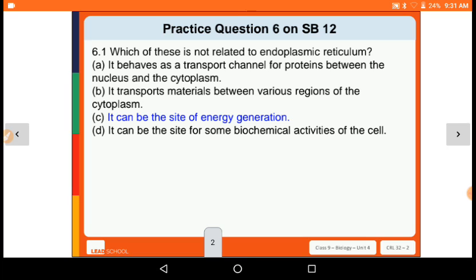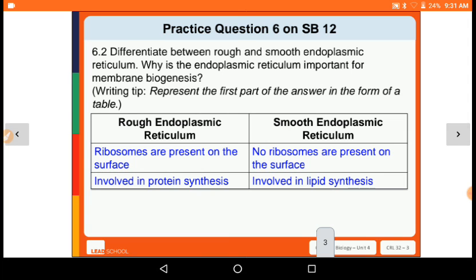We know that it transports material for other biochemical activities, so this is also true. And then: it is a site of energy generation, and it can be the site of some biochemical activities of the cell. D is also correct, so the left one is C. It can be the site of energy generation, which is not in endoplasmic reticulum. So the answer is C.